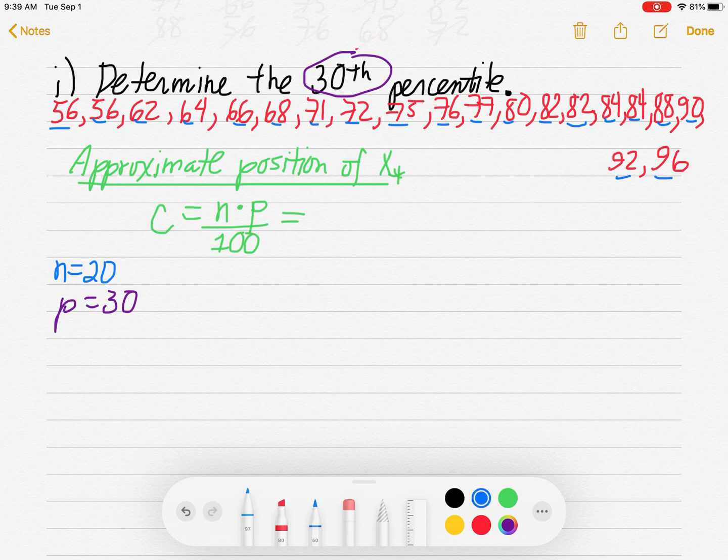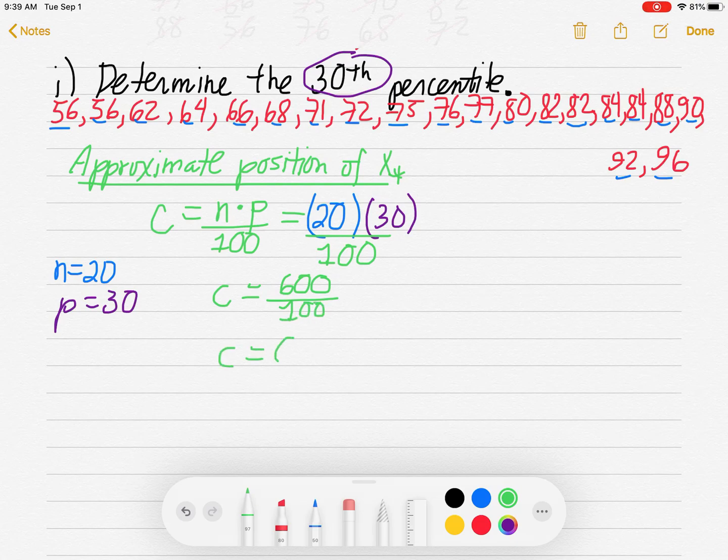So all you have to do, you got to multiply these numbers here. We got 20 multiplied by 30, divide that all by 100, and you get your position. So 20 times 30 is 600 over 100. 600 over 100 is 6, right? This is your approximate position.